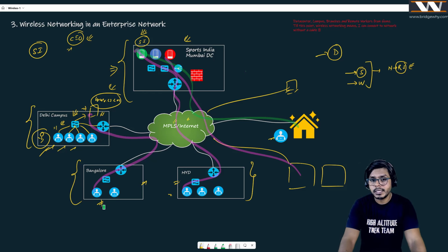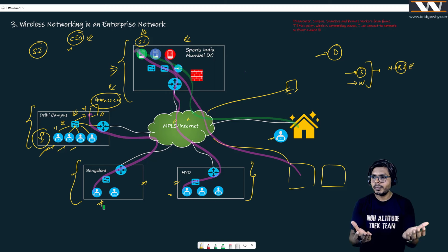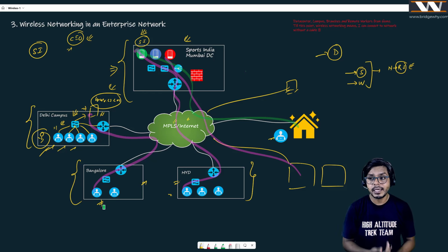Believe me, it doesn't matter if you have been seeing this for 5 years. Just try to think about it. How does my data go? Just see your laptop. Open anything on your laptop. Just try to access google.com and believe me, it is going to open. And there is nothing connected between the switch and your laptop. How exactly is this happening?